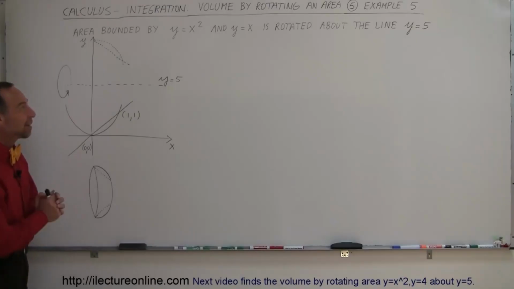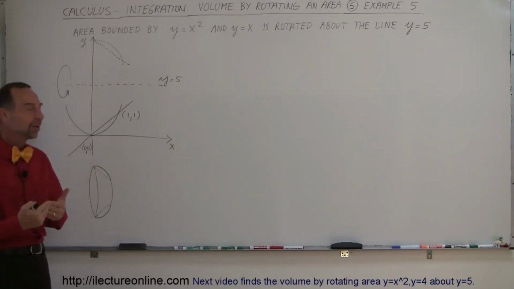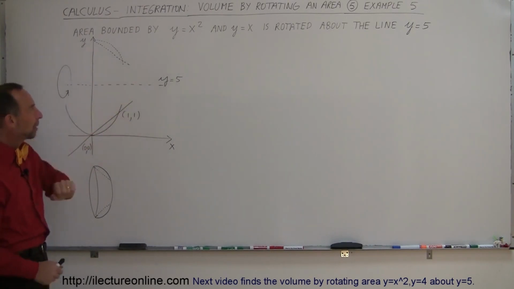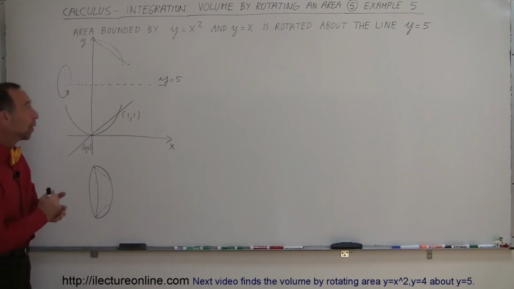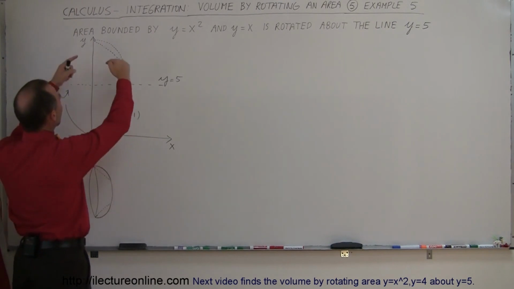And then here's our next example of how we calculate the volume by taking an area and rotating it about an axis. Now you've seen this particular equation before. We have a parabola y equals x squared. We have a straight line y equals x. So they cordon off an area right here. But in this case, we're going to rotate the area about a different axis.